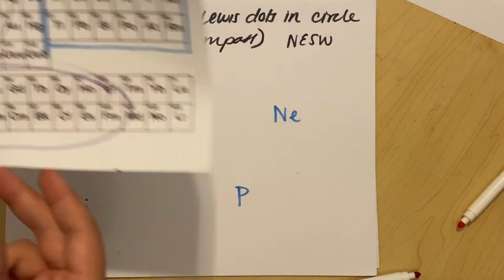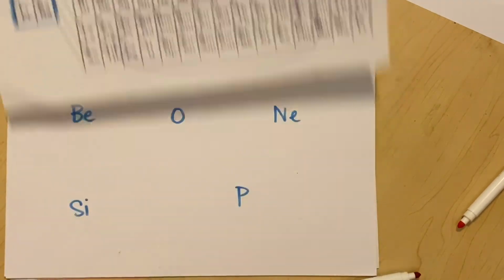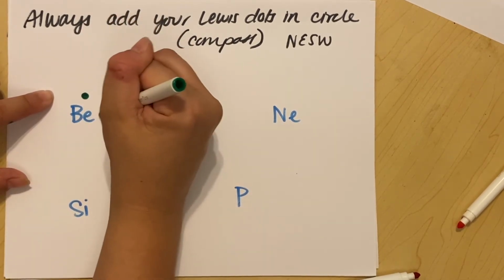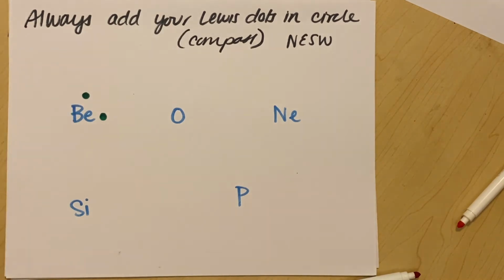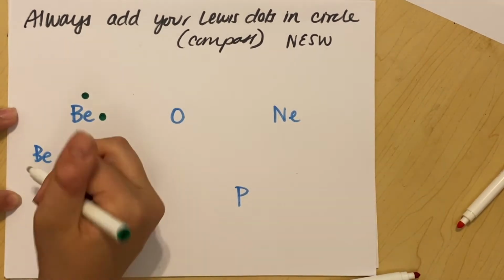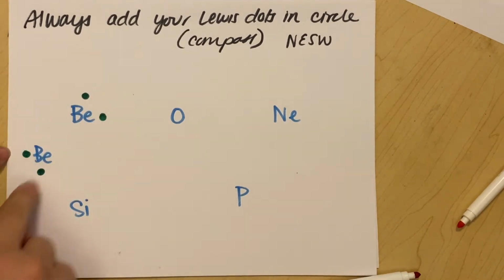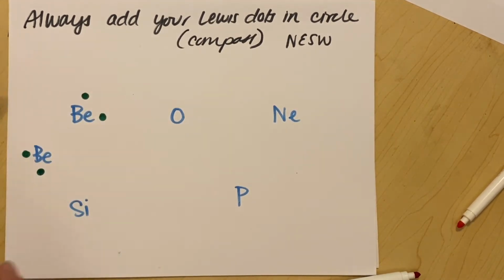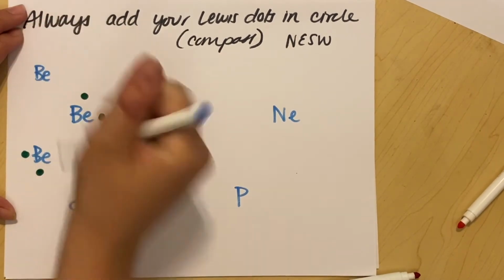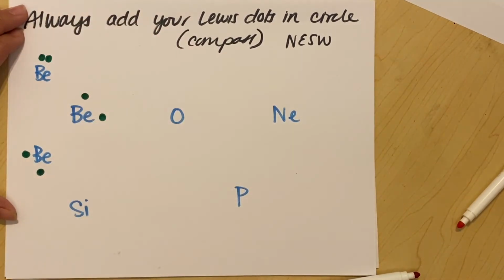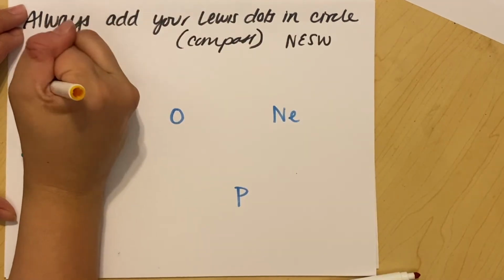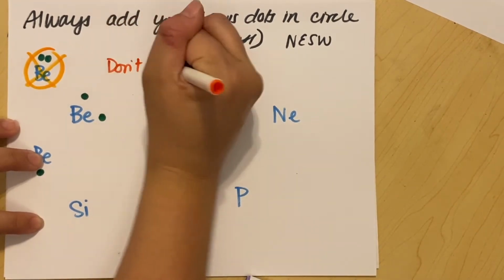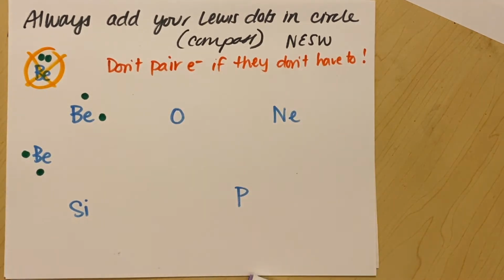Let's do some random examples. Beryllium is right here, 1, 2 over. So I need to go in a compass, right? 1, 2, northeast. It doesn't matter if you start up top. I could start down at the bottom here. It doesn't matter which way you start in making your circle, just so long as you actually do that. And don't pair them up if they don't have to be paired up. This is bad. Don't pair up electrons if they don't have to be paired up.